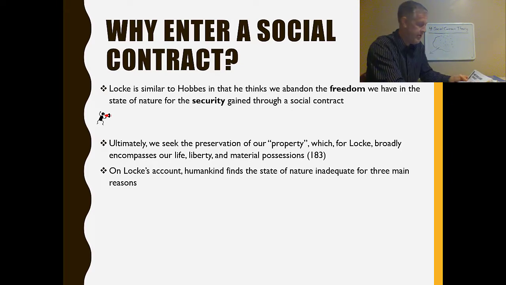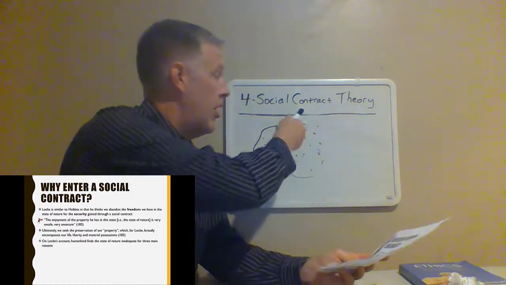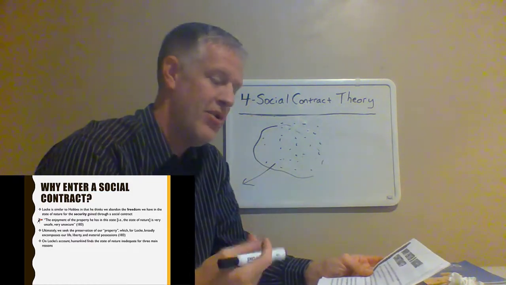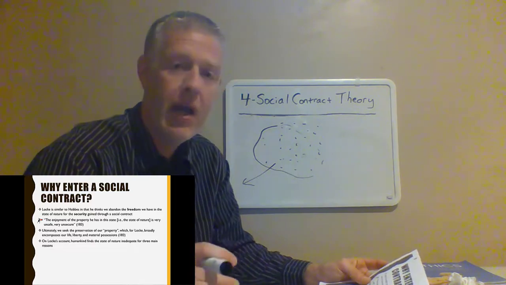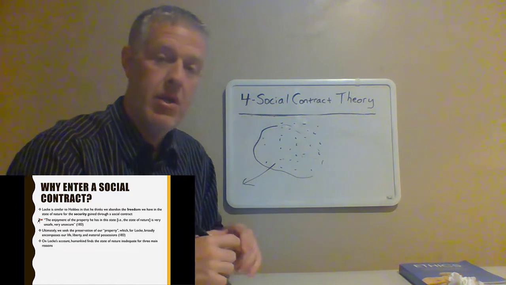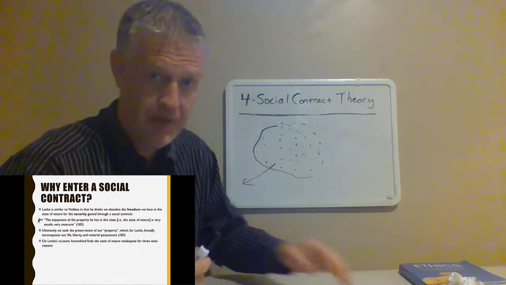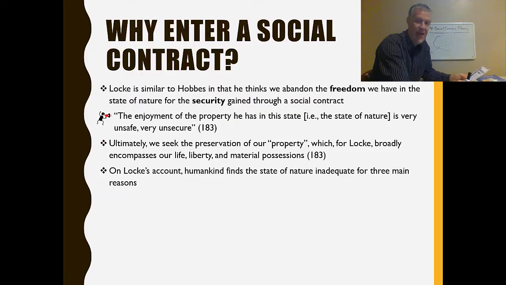Okay. Locke pointing this kind of thing out, he says on 201, quote, the enjoyment of the property he has in this state, and he's referencing the state of nature, is very unsafe, very unsecure. So what you're getting then by entering into a social contract is that safety, right? You're securing your property. Remember, for Locke, property has a very wide or general connotation, right? It encompasses everything about us, right? Our life, liberty, and all our material possessions. Okay? So all of that is unsecure in the state of nature, is what he's saying. It could be a lot more secure within a social contract.